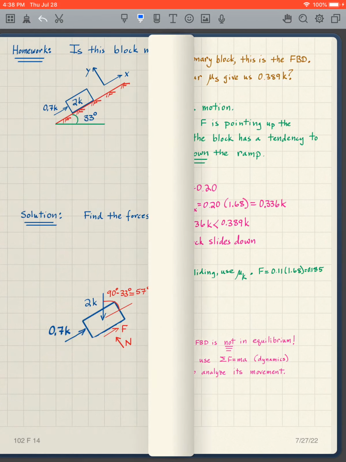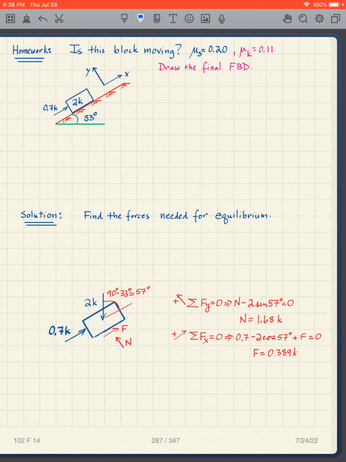If we look back at this problem, there are 3 different things that can be occurring. One is that it's not going anywhere, it's not moving at all. 2, this force could push it up this ramp. Or 3, this force is not sufficient to keep it from sliding down. So it could go up, it could go down, or it could stay in place.